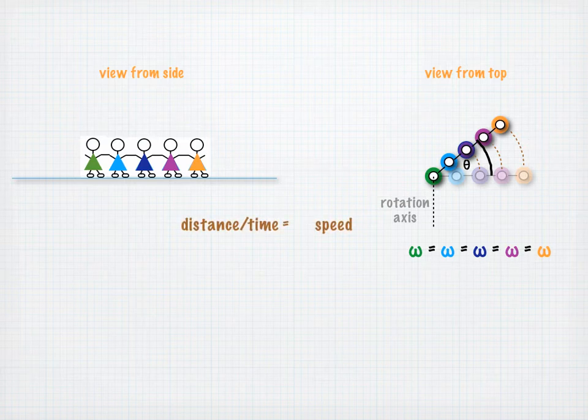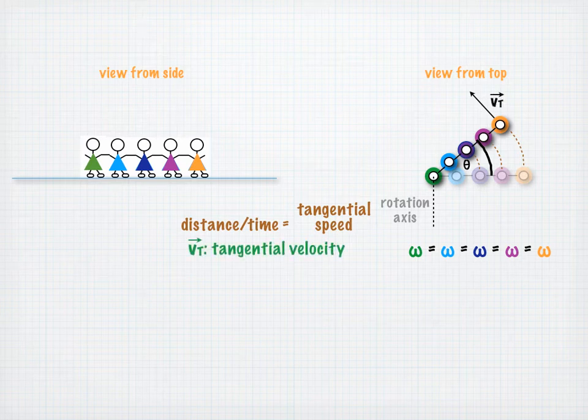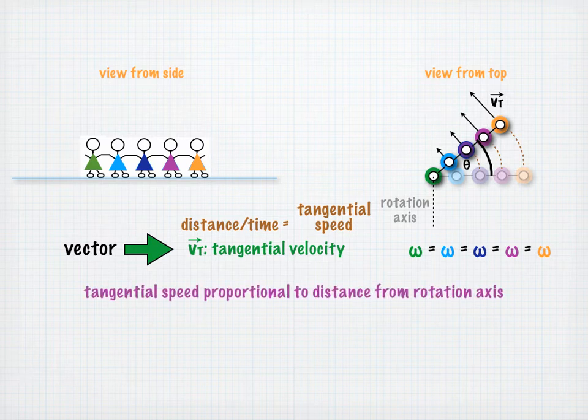Distance over time gives us speed, and in this case we call this tangential speed. This is because at any point along the circle of motion, we can draw an arrow tangent to the circle, which will show us the direction of the skater's speed at that time. Remember, a line drawn tangent to a circle is a line that touches but doesn't cross the circle. And when we include speed and direction, we call this the tangential velocity of the ice skater, which is a vector quantity. The skater moving along the greatest circle has the greatest tangential velocity.